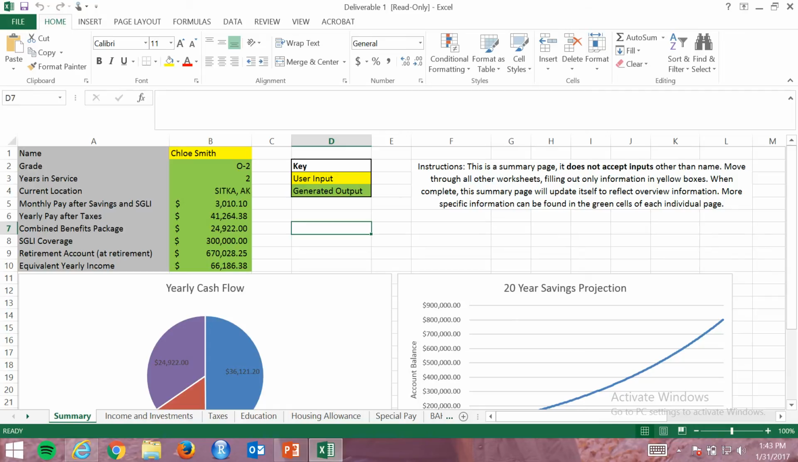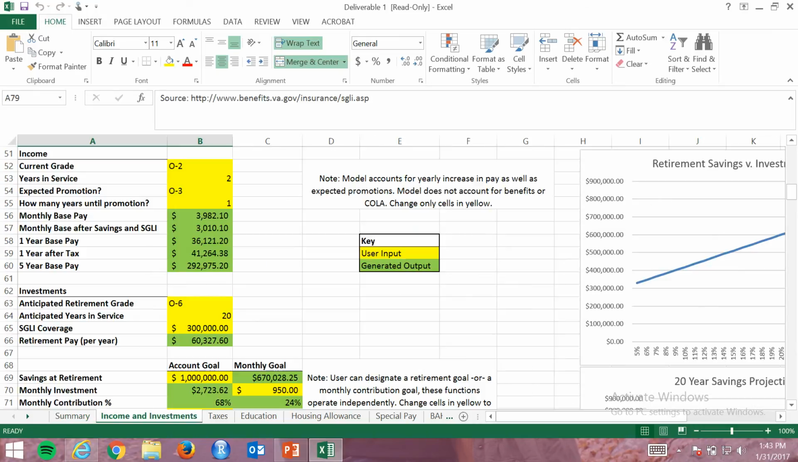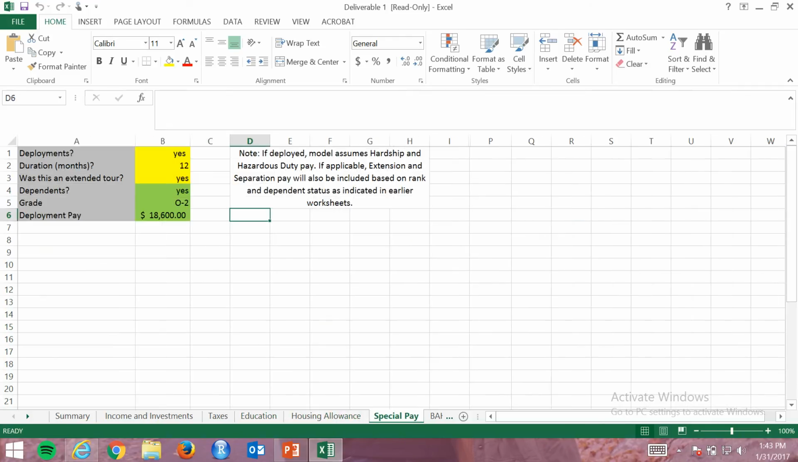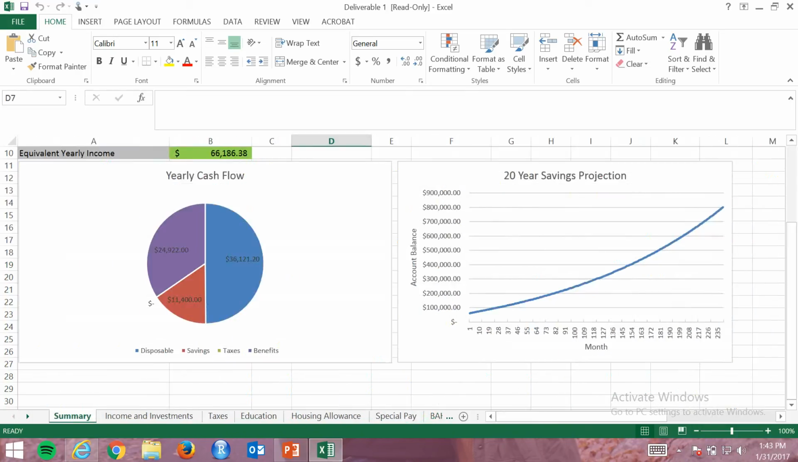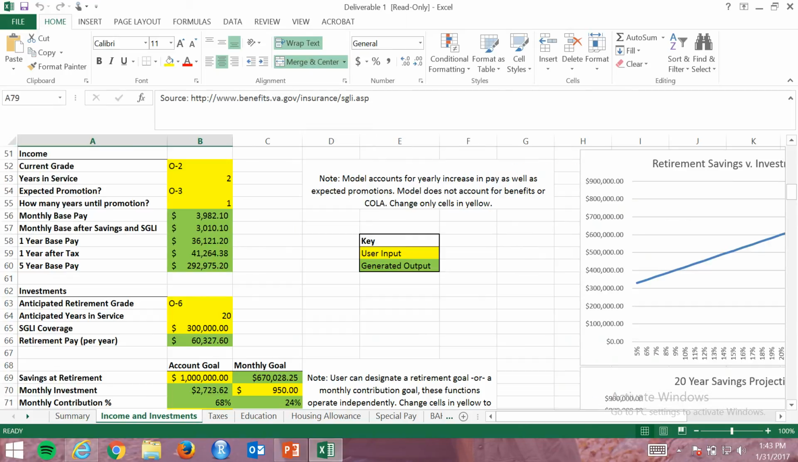So we have a summary page that will basically populate everything a soldier needs to know with visual aids. We have an income and investments page, a taxes page, education, housing allowance, special pay, and that's it. So we have the summary page. We're going to come back to that. The first thing we're going to do is insert our information on the income page.